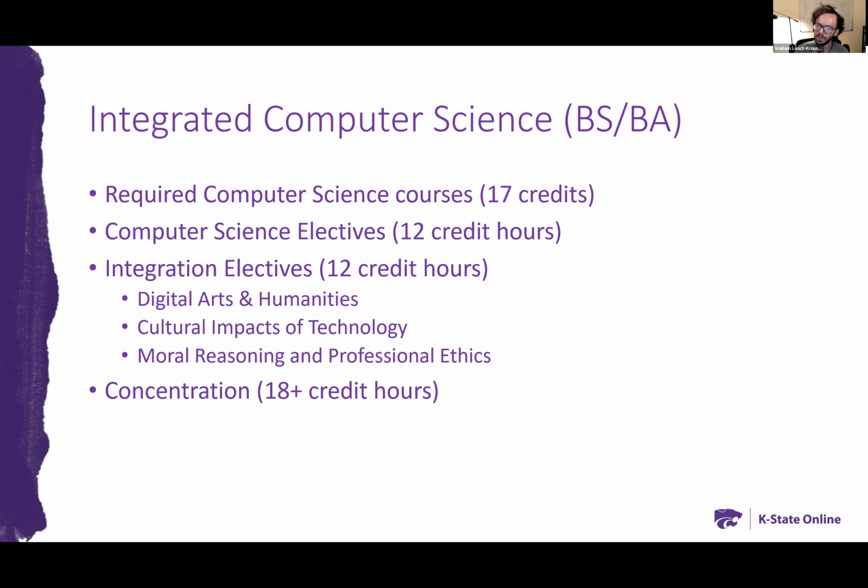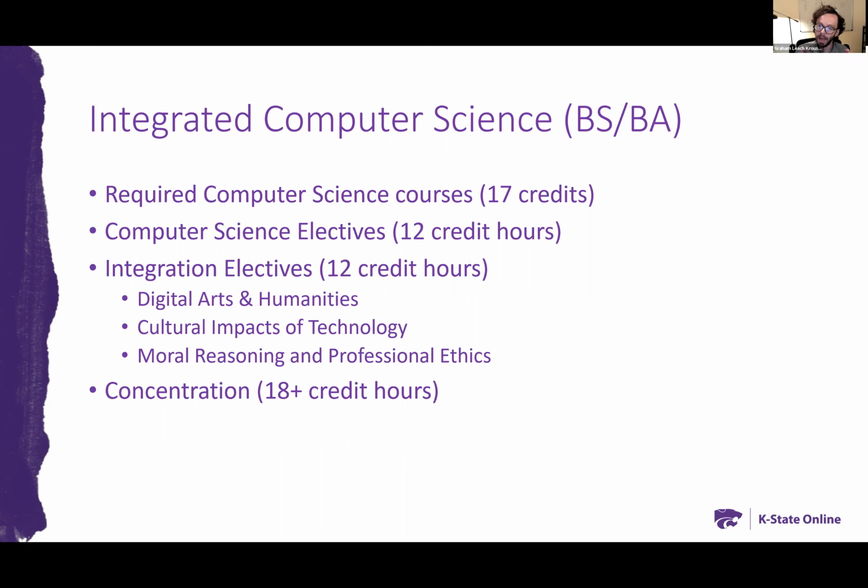And then in addition to that, you have a couple of what we call integration electives. These are classes that you take in the College of Arts and Sciences, which allow you to think about the way that computer technology relates to broader dimensions of human life. Some of those classes will be examining the way that computer programming interacts with arts and humanities. Some of it will involve reflecting on the cultural impacts of technology, the way technology is changing the human aspects of the world we live in. And some of that will involve thinking about the future of technology and the moral decisions that people have to make as technologists. So, professional ethics for software developers in particular.